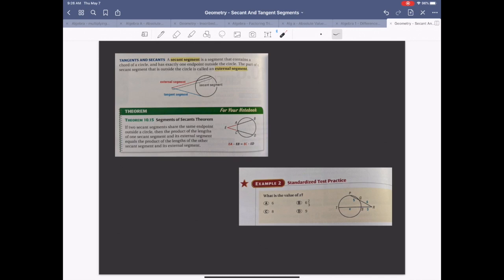So we have a little standardized test practice down here, and they're asking you to find the value of x, and we're just going to apply what we just learned.